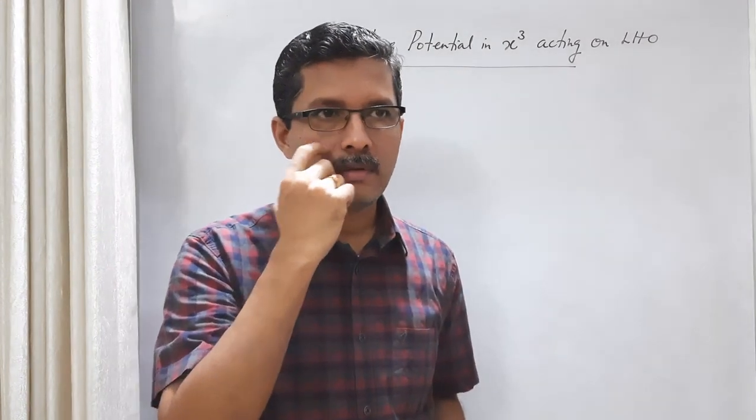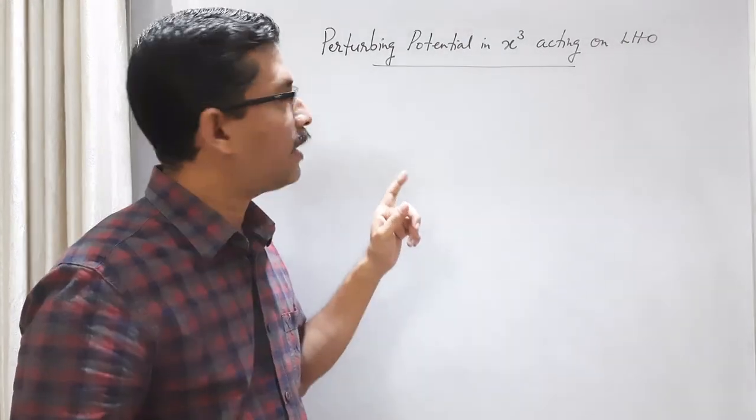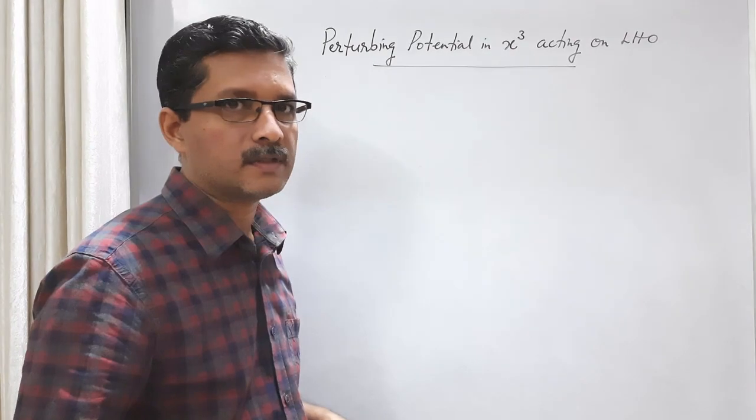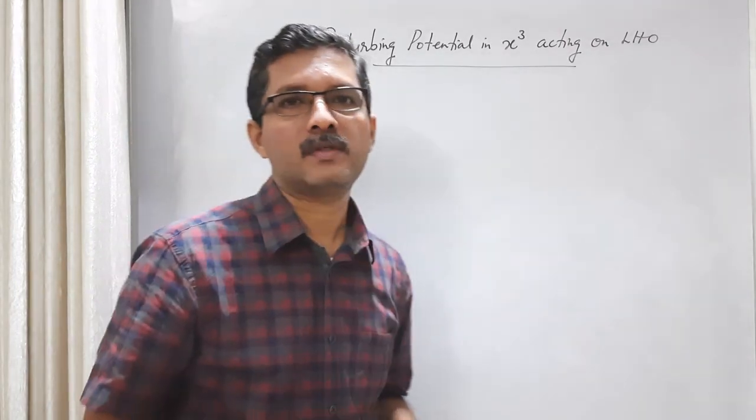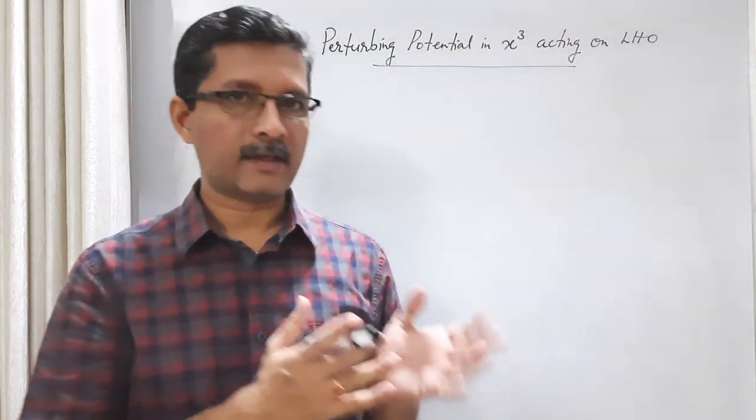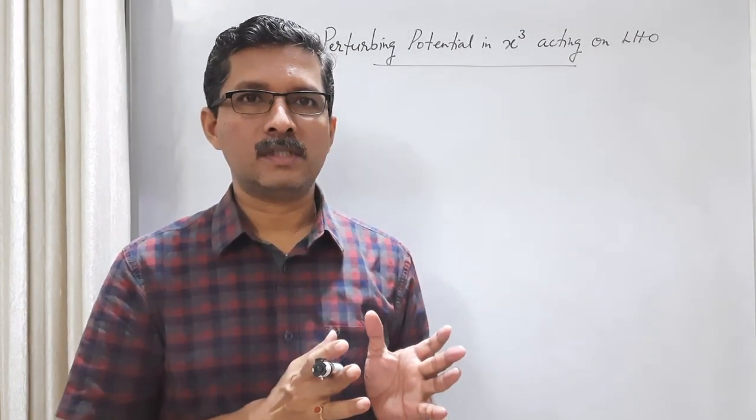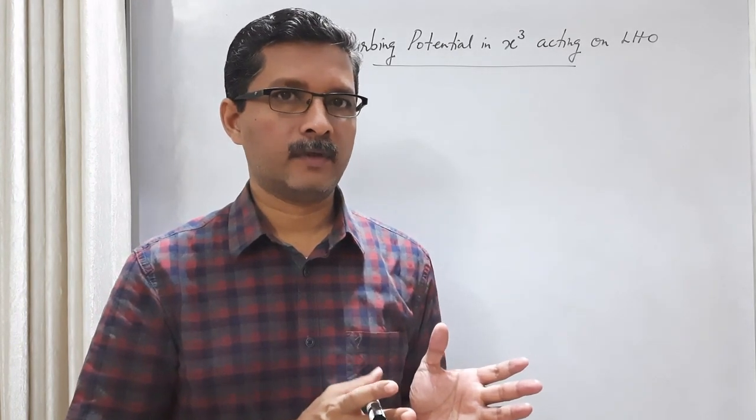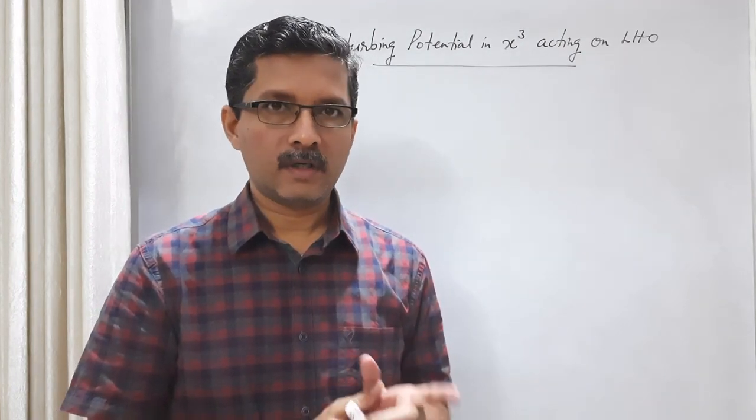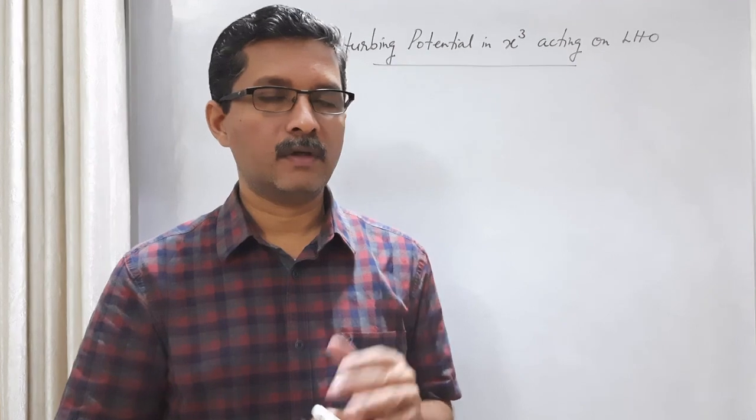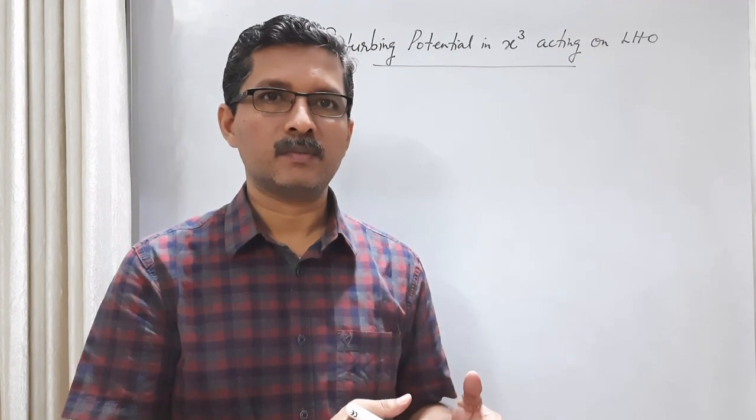Hello, in this class I will be discussing this problem: perturbing potential in x cube acting on a linear harmonic oscillator. What is interesting about this problem is, if we consider a perturbing potential in x or in x square, they don't actually change the nature of a harmonic oscillator, in the sense that the oscillator will remain a harmonic oscillator. We have already discussed perturbing potential in x. It will only shift the origin of the oscillator and also reduce the energy levels by a constant amount.